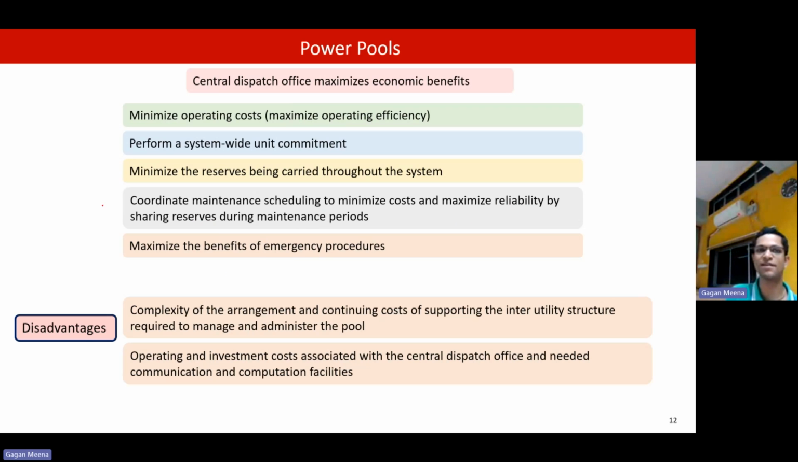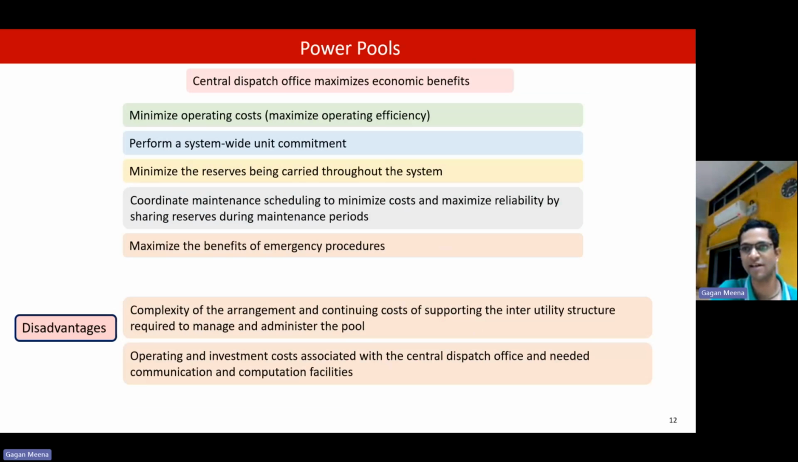Although so many things can be done, there are certain disadvantages also. Because it's a central dispatch office, we need an entire infrastructure for communication, better control and coordination. The complexity of the arrangement is quite large; a very complex arrangement is required. Then there are additional recurring costs of supporting this interutility structure, required to manage and administer the pool. Dedicated IT infrastructure is required. Two-way communication and computation facilities are needed, because with a central dispatch office there are thousands of generators and load serving entities, with bilateral and multilateral contracts. A very good computation facility is also required. Its maintenance is required. Then operating and investment costs associated with all these offices and their paraphernalia are required for that.